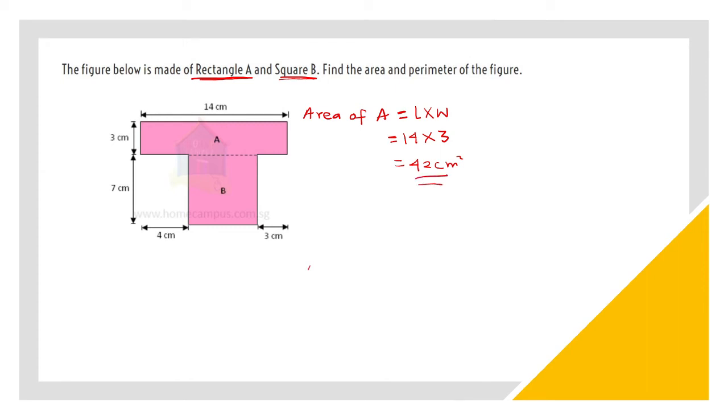Alright, now we have to find the area of figure B. That is your square, right? So you find the area of figure B, that is your square. So how do you find it? Area of a square.